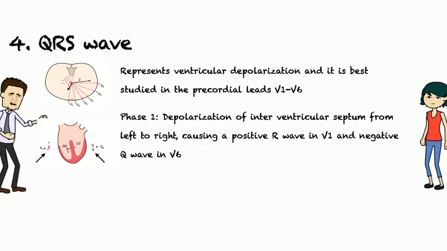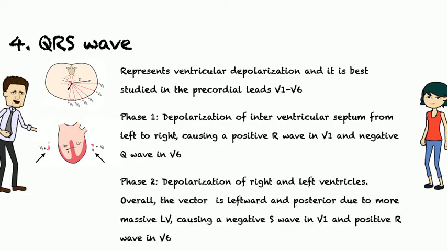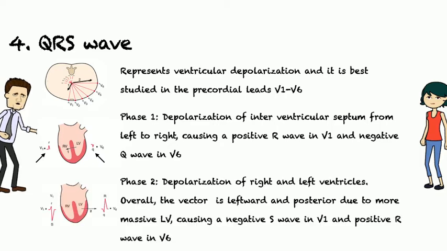In phase 2, there is depolarization of the right and left ventricles. Overall, the vector is leftward and posterior due to more massive left ventricle myocardium, causing a negative S wave in V1 and positive R wave in V6.